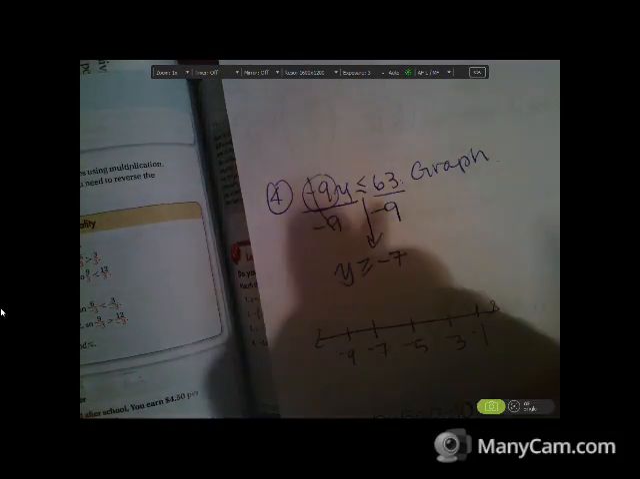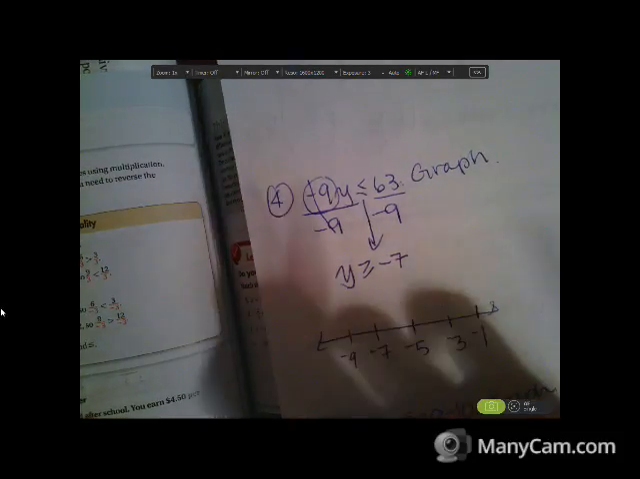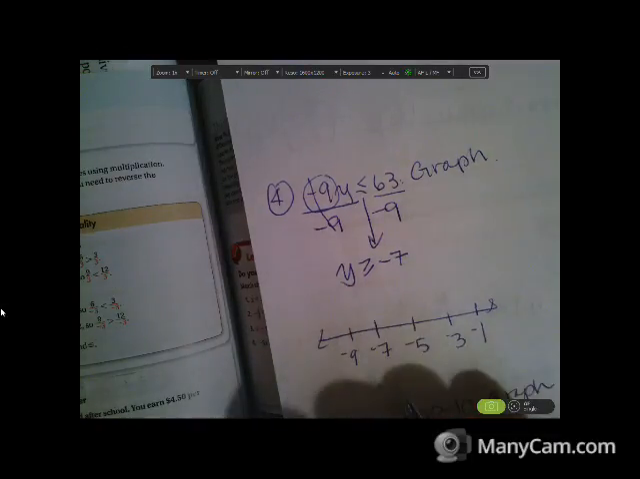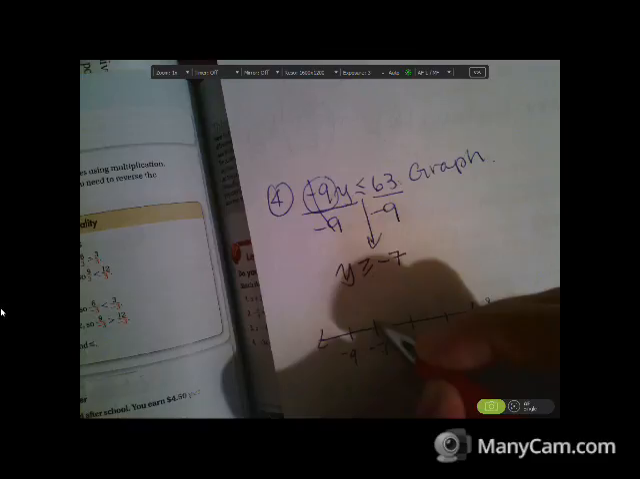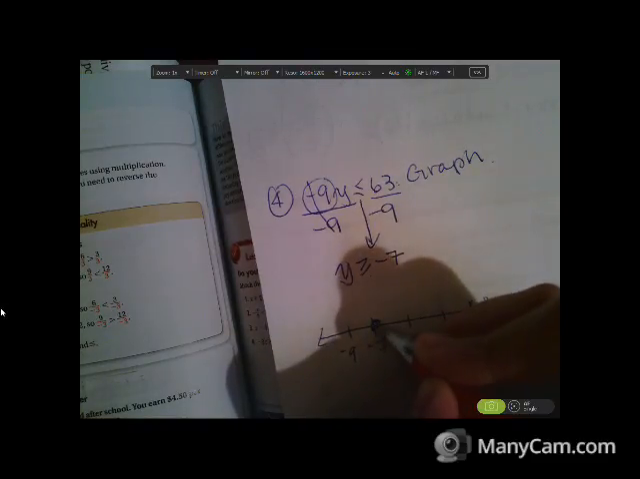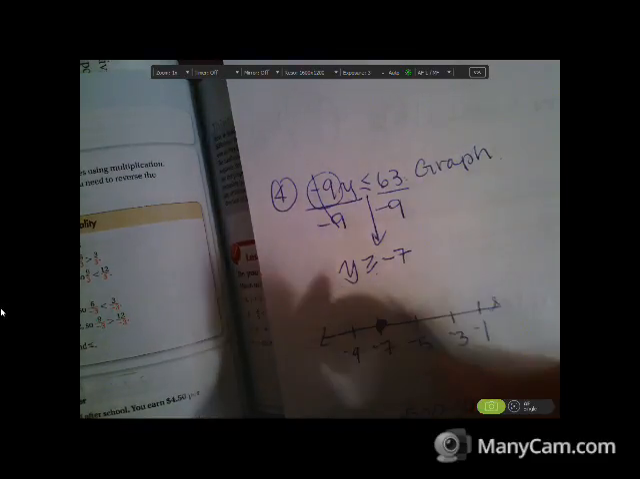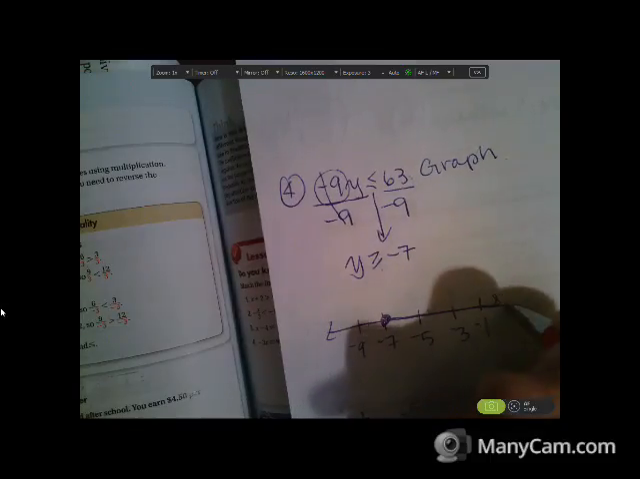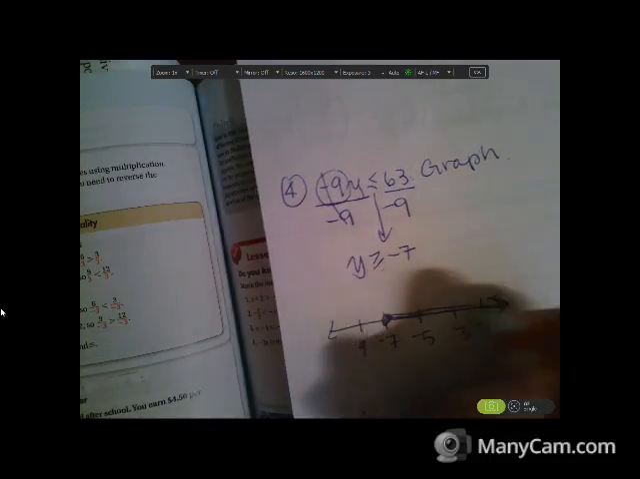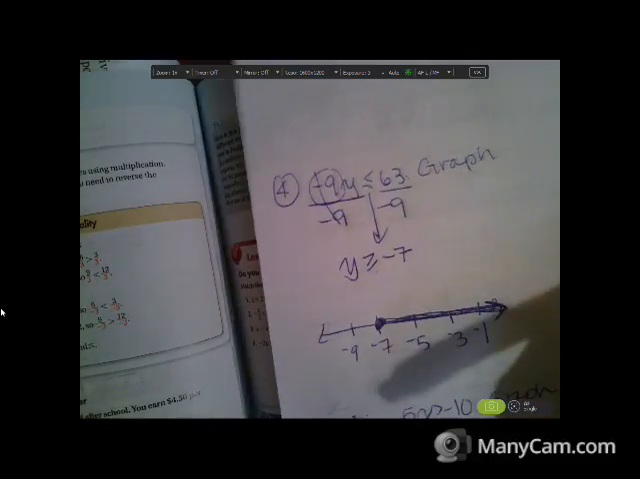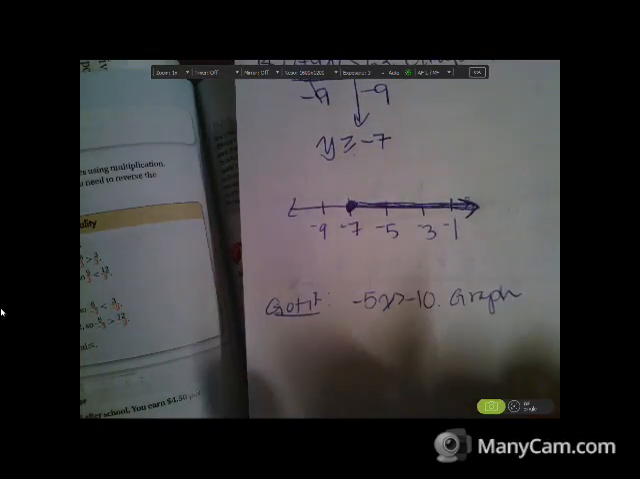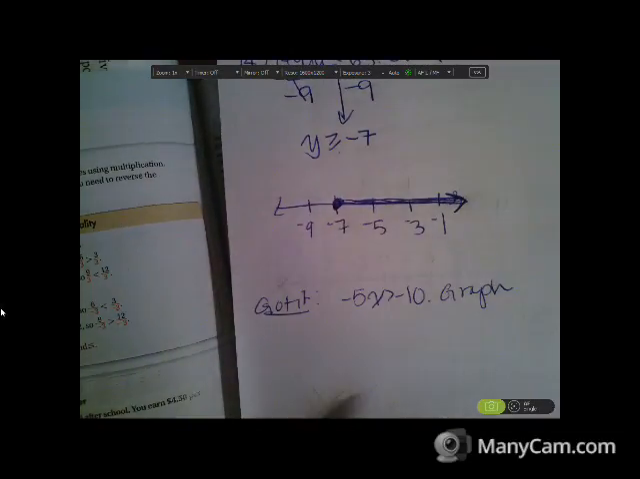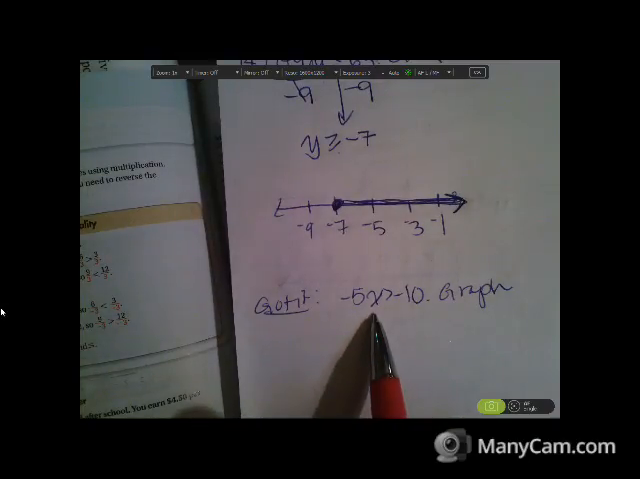So remember, because we divide by a negative, the sign flipped. If y is greater than or equal to negative 7, that means because it's equal to, it's going to be a closed circle. Because y is greater than, I'm going to go this way. So this is what our graph is going to look like. So, try to got it. I want you to solve for the solutions for x and then graph.